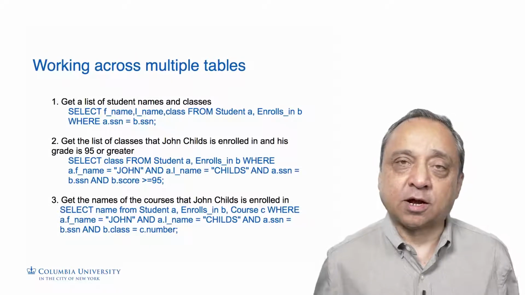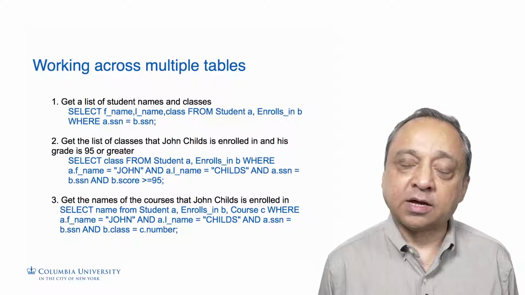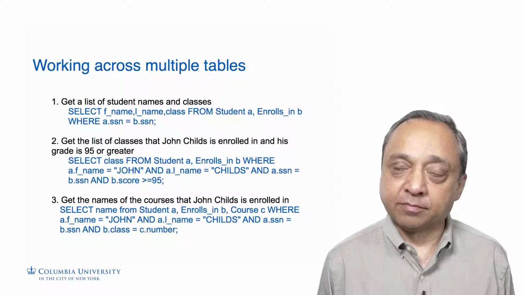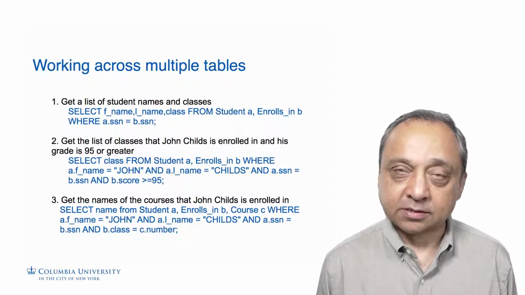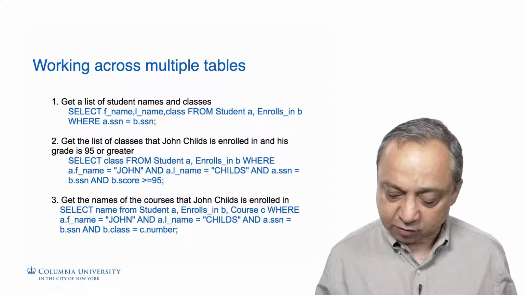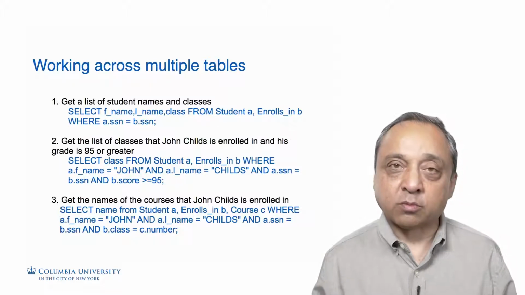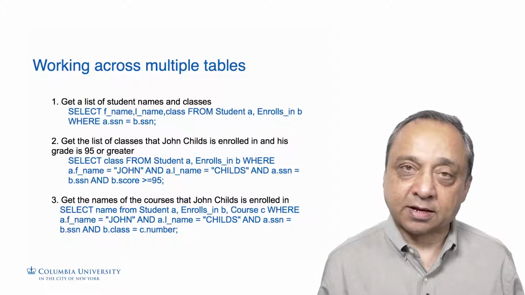So far, we've looked at how to get table data from a single table using the select command. Now we want to see how we can use what's called the join feature in SQL to get data from multiple tables. But first, before we worry about that, let's take a look at what we really want to do. Let's say we want to get a list of student names and classes.